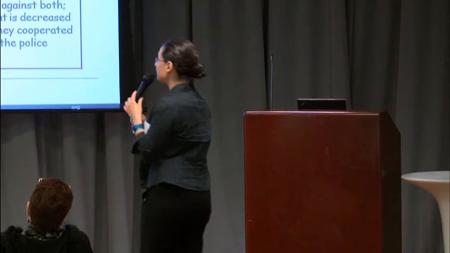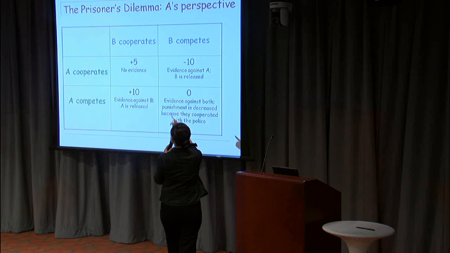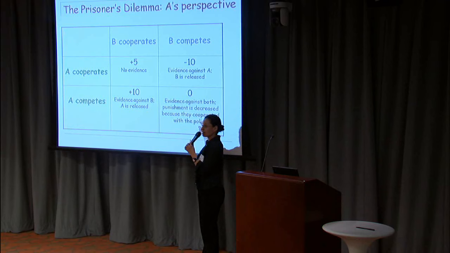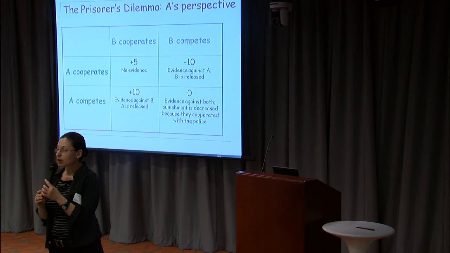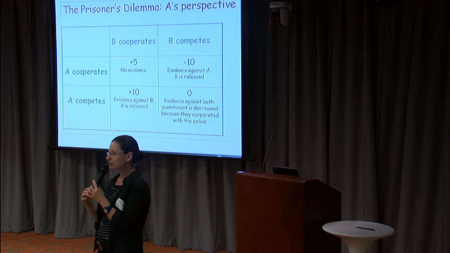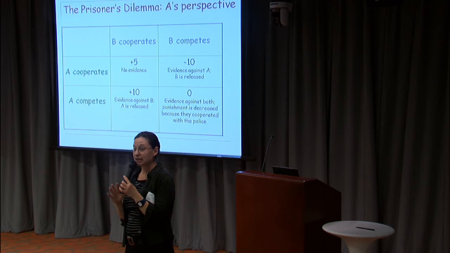And notice that if they both cooperate, it will be better for them than to compete, okay? Because five is bigger than zero. So if they could coordinate their behavior, they should cooperate. But because they cannot coordinate their behavior, they will compete. And they will get very bad results, right? Okay, so this is a prisoner's dilemma.